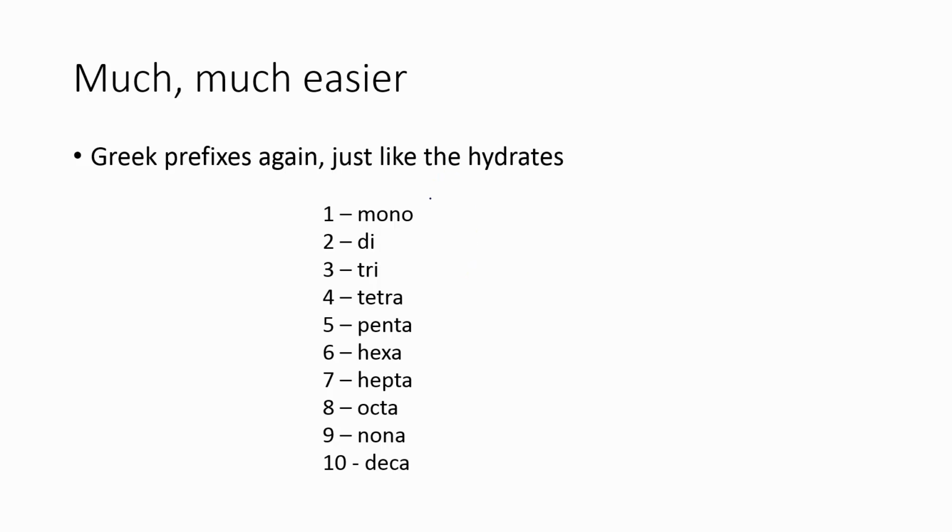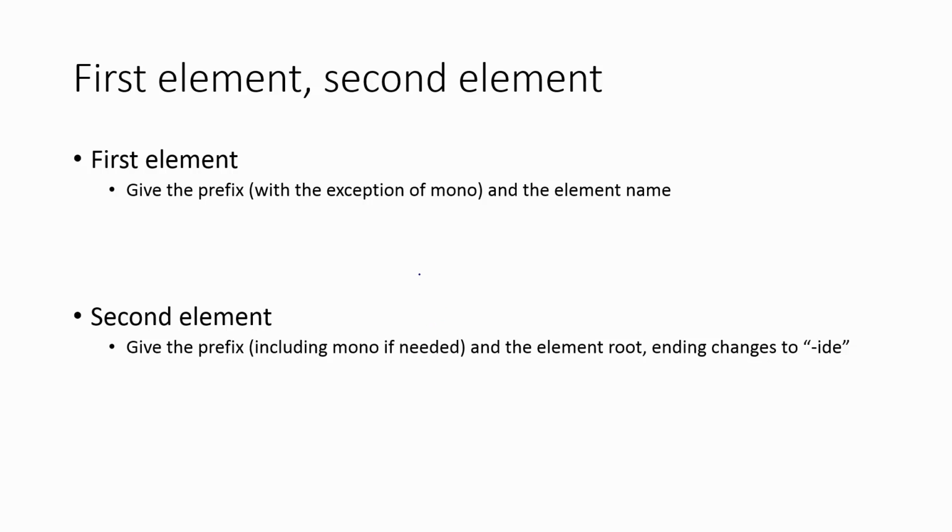Now, because these don't follow any set of naming rules or combination rules such as +2 ions combining with -2 ions in a 1-to-1 ratio and that sort of thing, we literally have to spell out exactly how many there are of each of the different portions of the molecule. And we do that again with Greek prefixes, just like the hydrates. For the first element in a name, we give the prefix, with the exception of mono. We don't say mono for the first element, and we just give the element name.